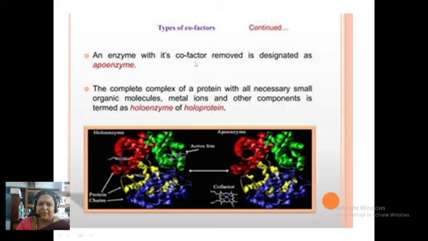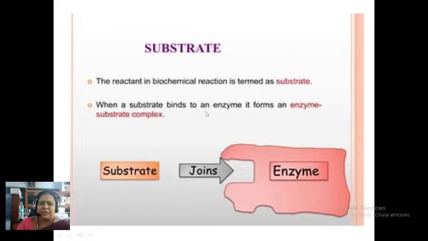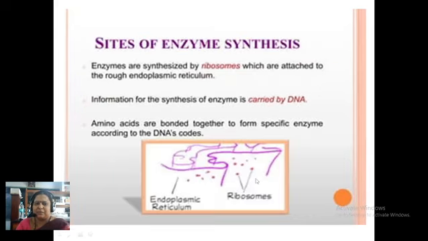An enzyme with its cofactor removed is designated as apoenzyme. The complete complex of a protein with all necessary small organic molecules, metal ions and other components is termed as holoenzyme or holoprotein. Substrate. The reactant in a biochemical reaction is termed as substrate. When a substrate binds to an enzyme, it forms an enzyme substrate complex. So this is the substrate and this is the enzyme. Substrate and enzyme combine to form the enzyme substrate complex.